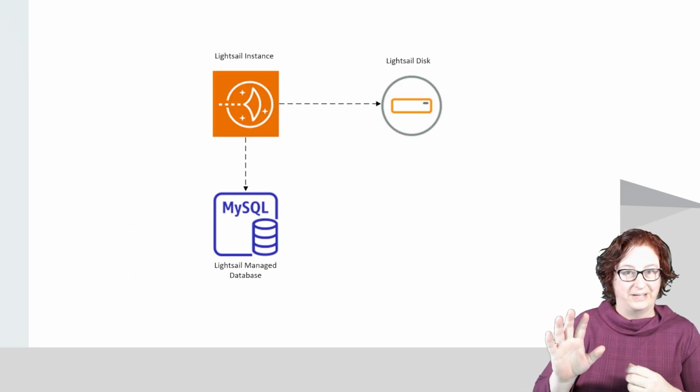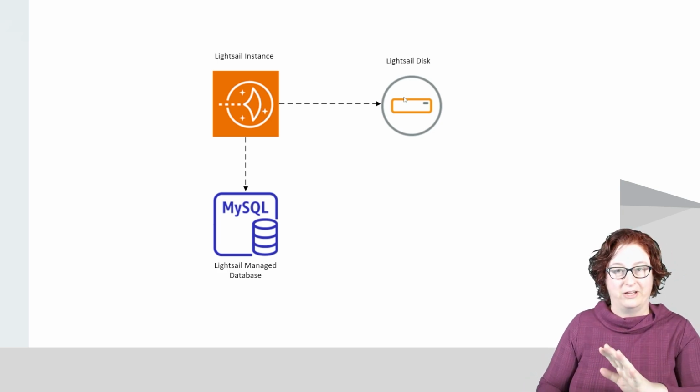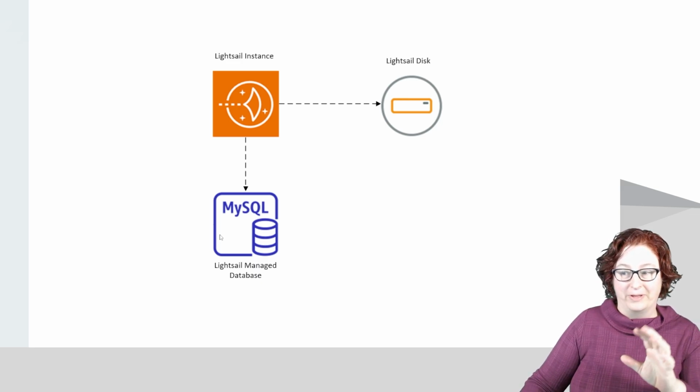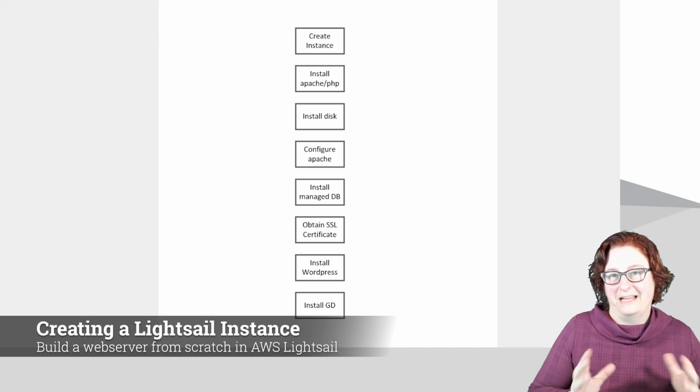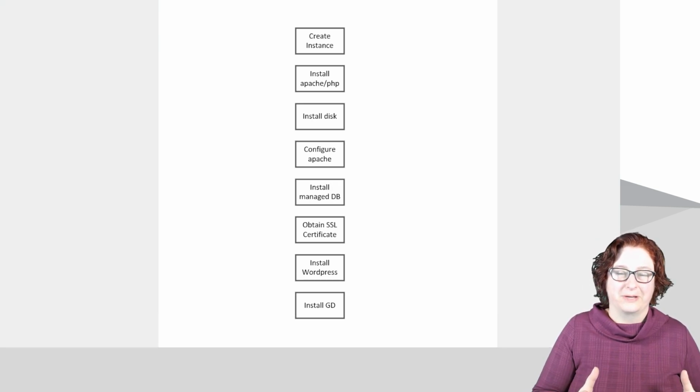I'm going to show you what our structure is going to look like. We've got a LightSail instance. We're going to have our LightSail disk. So this is where we're going to store our files for our website. And then we're going to have a separate managed database. The very first step in our entire process is to create our instance in AWS LightSail.